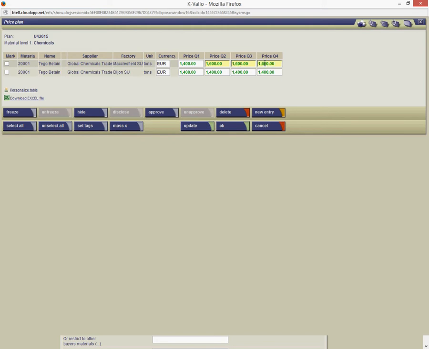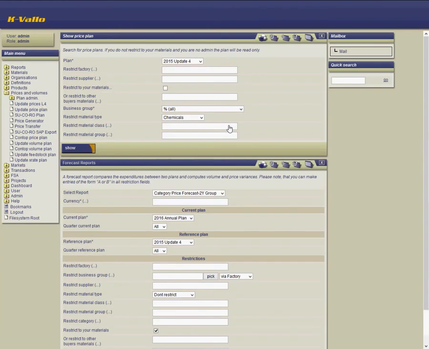So that is a very traditional way of doing business planning. Prices are just provided directly to some kind of a system. It can be directly in SAP when you enter plant prices, or it can be Excel, what you do, and uploaded to SAP. We have a little matrix here, and you can enter it directly. This is a very simple way to do it, and if you only want to do this, probably you don't need K-Vallo, but K-Vallo provides this feature too.